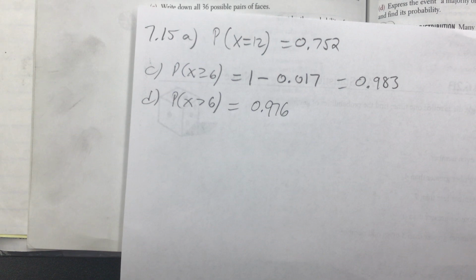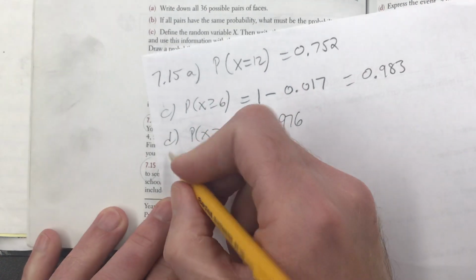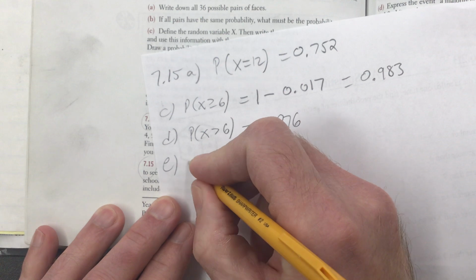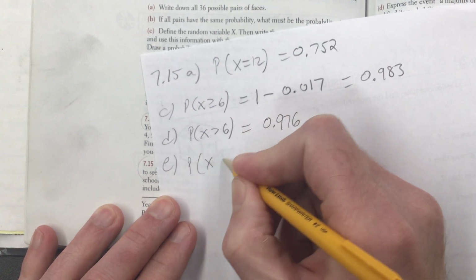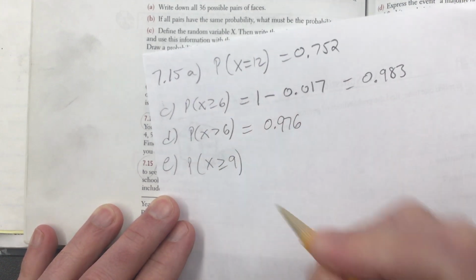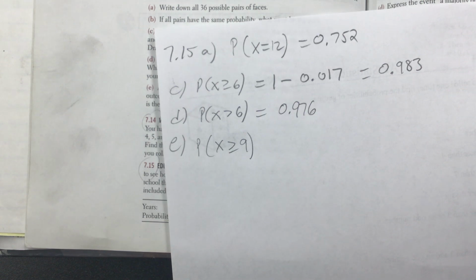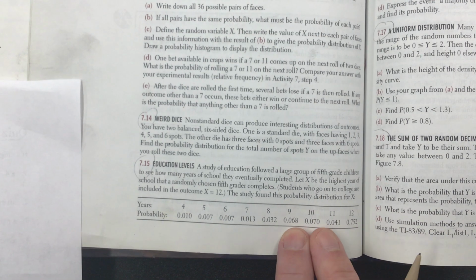Okay, letter E. What values of x make up the event the student completed at least 1 year of high school? At least 1 year of high school would mean x is greater than or equal to 9. What's the probability of this event? Okay, so that's the sum of 9, 10, 11, 12.